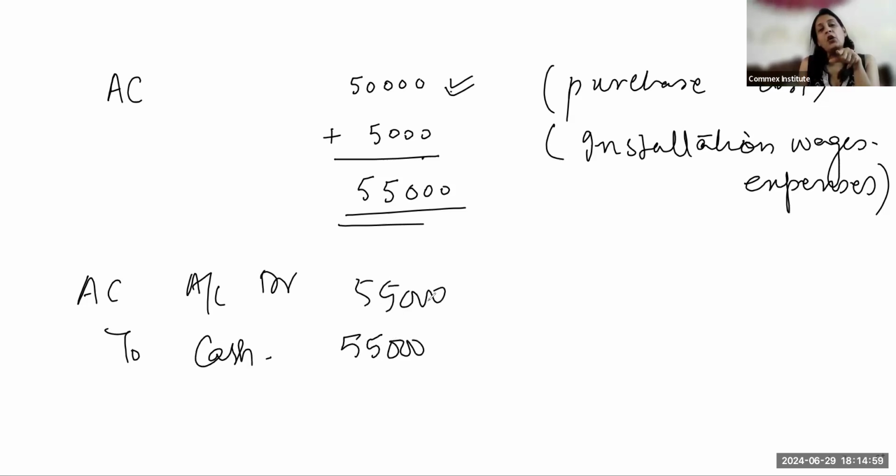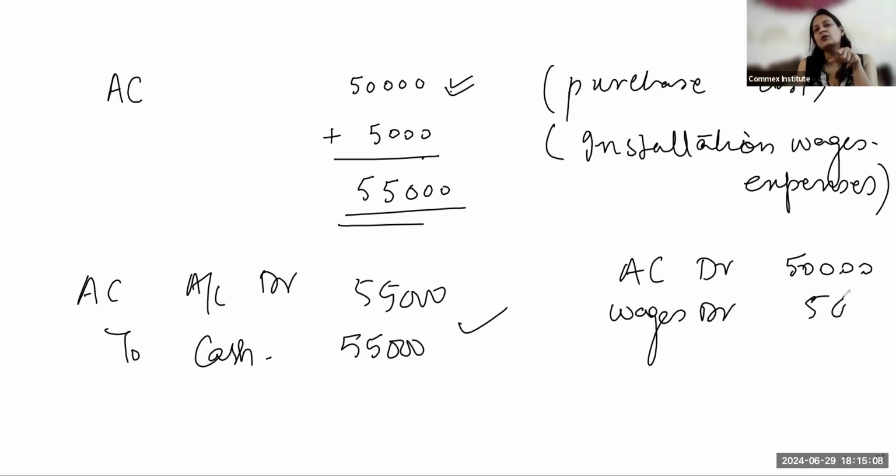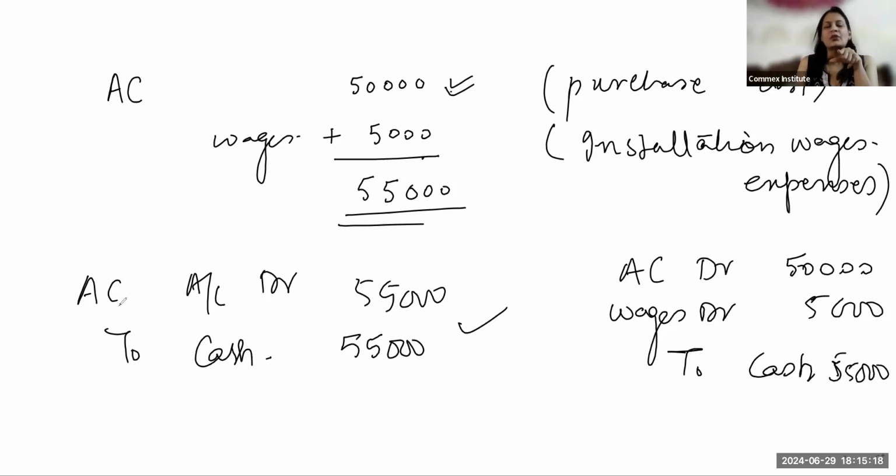Now, this is the correct one. I'm not putting AC account debit, 50,000. Wages account debit, 5,000. Installation expenses. Suppose these are installation wages. To cash. No, this is wrong entry, 55,000. Just write the wrong entry also and then put a big wrong over here.